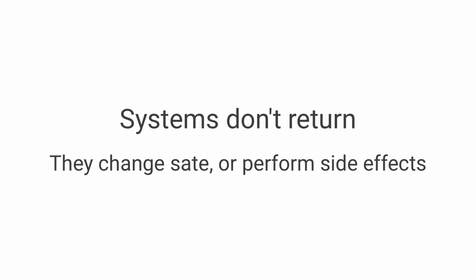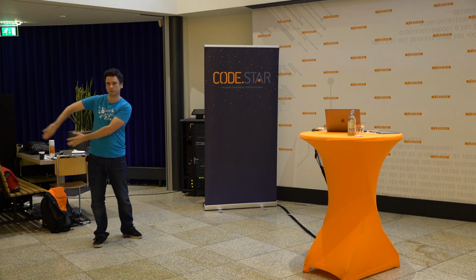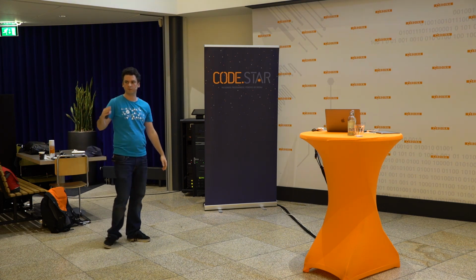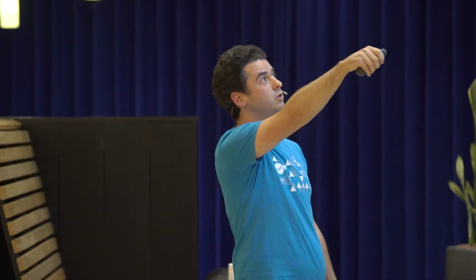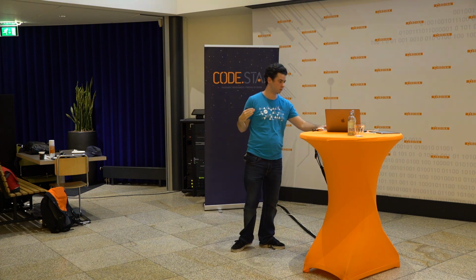Okay, systems don't return. Compare that to functional programming. In functional programming, you have input, output, always. You have some side effect functions, but specifically in Haskell, they try to go around them, have IO, monad, whatever, so we don't have to think about side effects, right? Here it's actually directly the system that does a side effect. It either changes state or performs a side effect. It doesn't return anything. It just does the things that it has to do.